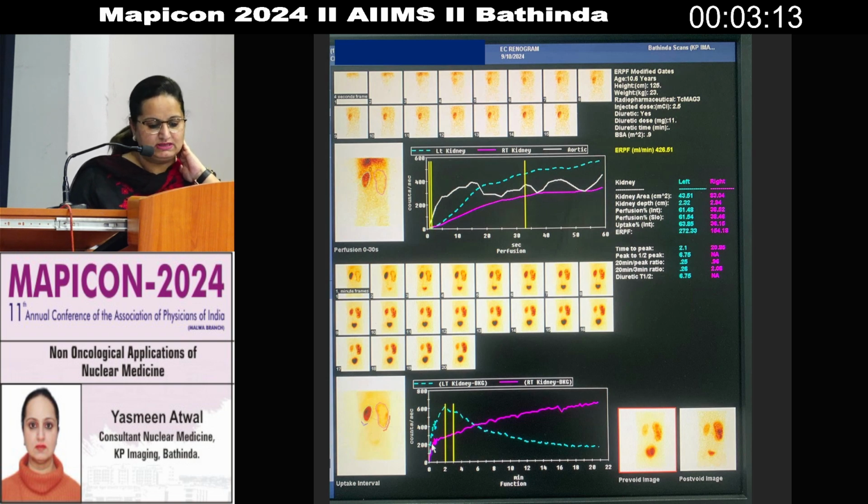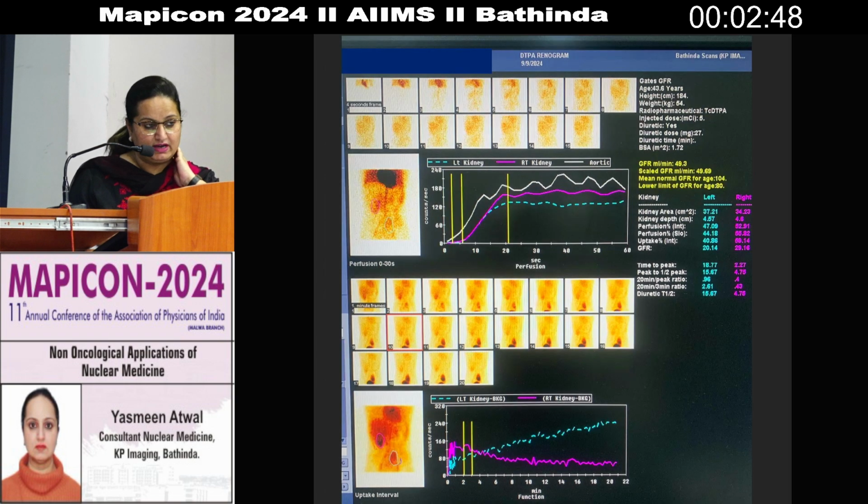This child was 10 years old. He came to us with a history of renal calculi, pain on right side of abdomen. It's a posterior imaging since kidneys are located posteriorly. So as we see, the right kidney is seen pulling up in the subsequent images. The left kidney graph is seen coming down, whereas the right kidney graph is seen rising up. So this hinted at the obstruction in the right kidney.